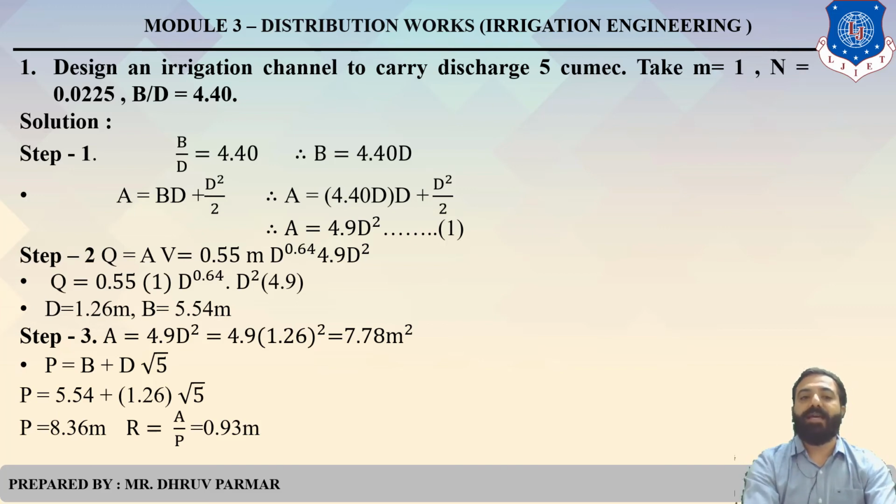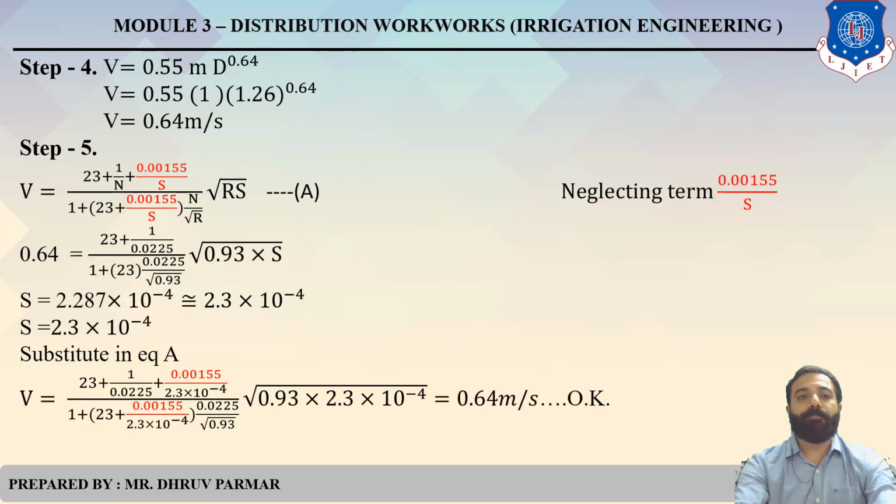The next step 3: area equals 4.9 D square, so we get the area. What is the formula of perimeter? B plus D under root 5. Clear? We have the values of B and D, so we can find P as 8.36 meter. By the area and the perimeter we easily find the hydraulic mean depth, R equals A by P, which is 0.93 meter. The next step 4: to find velocity as per Kennedy's theory. So V equals 0.64 meter per second. The next step is to find the bed slope.